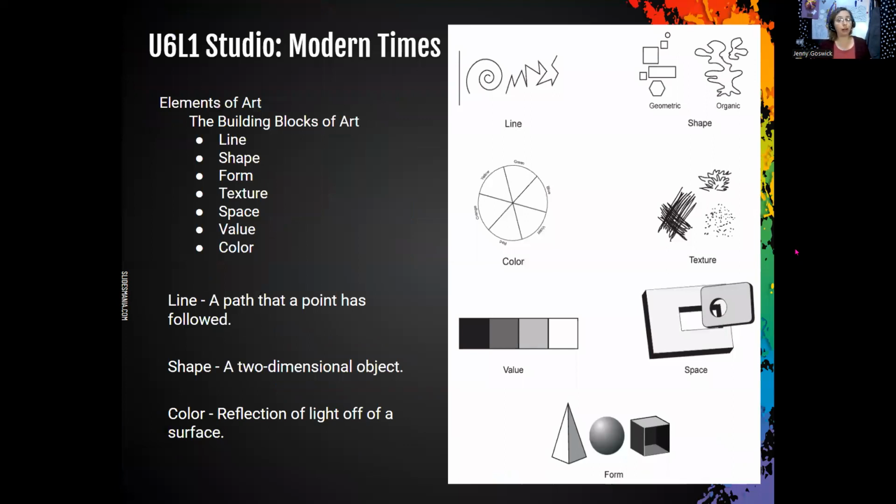So when we talk about art elements, we better understand them a little bit. Our basic definition is they are the building blocks of art. Line, shape, form, texture, space, value, and color are the 7 elements. And then you can see here that we're going to be focusing a little bit on line, shape, and color for this project, whether you're doing collage or sculpture. Remember that a line is a path that a point has followed, and that a shape is a two-dimensional object, and that colors are the reflection of light off of an object.